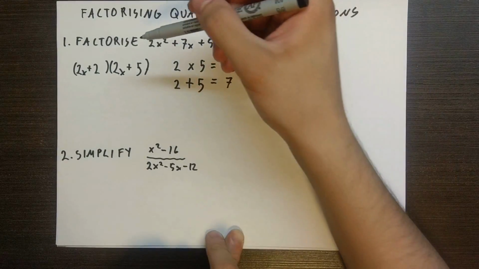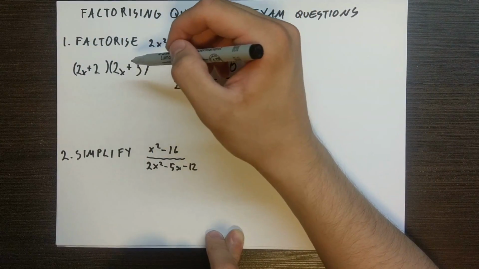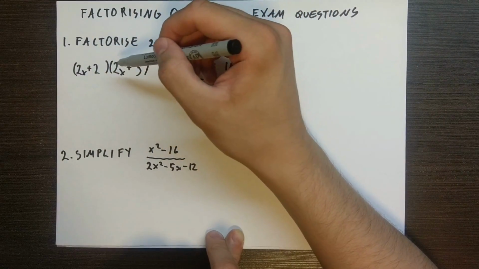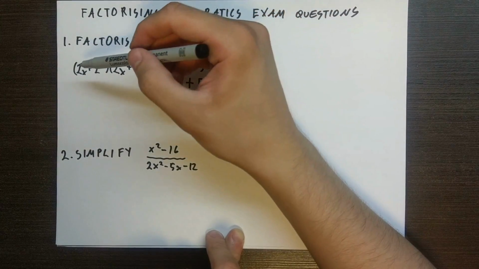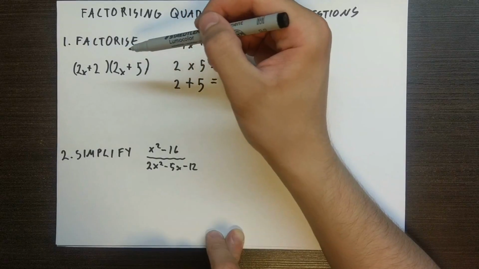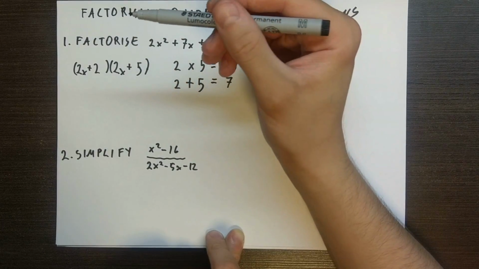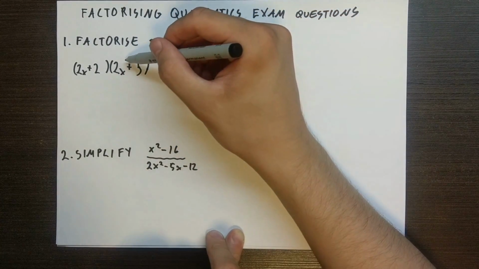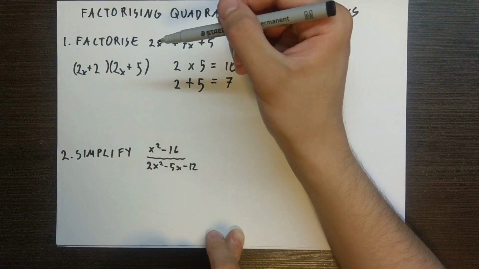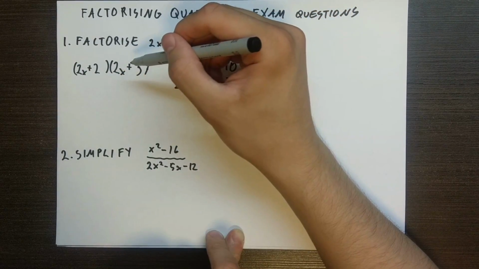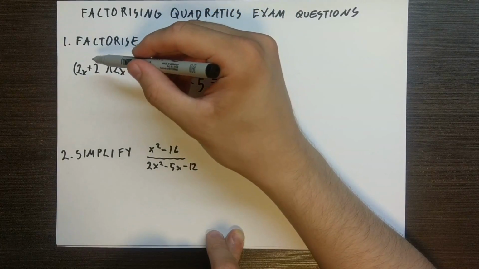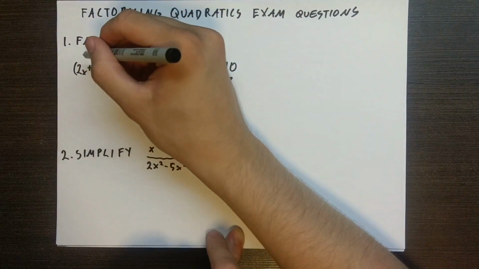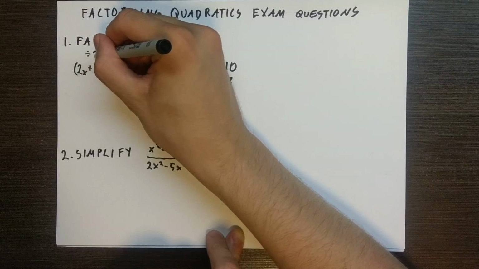We need to shorten one of those brackets, because if we leave 2x in each one of them, we will get 4x squared, and this is not what we're looking for. So if we shorten one of those brackets, we should get the right answer. Now, we cannot shorten this one because there is no common factor that we actually can use, whereas we can definitely shorten this one because we can divide it by 2.